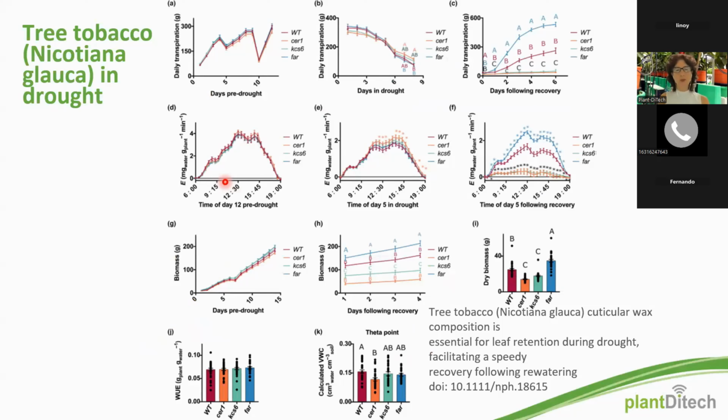Another example was tree tobacco. Here you can see some of the graphs that are daily, measured every 3 minutes, and also between the days, like here, looking at biomass, transpiration, daily transpiration rate, and so forth, and also at the soil water content.